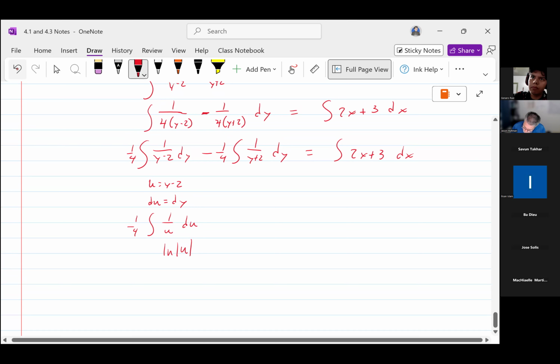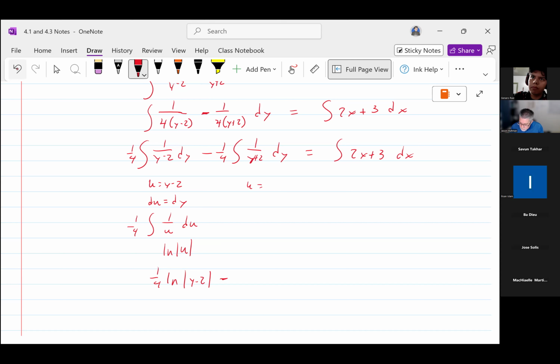So this is going to be 1/4 times the natural log of y minus 2. Okay, minus, can everybody see by the same logic what's going to happen here with y plus 2? Can you see that the constant -2 kind of dropped out when I did the u sub? I'll do the u sub again, but I could basically say, without loss of generality, these two are going to end up being of the same form.